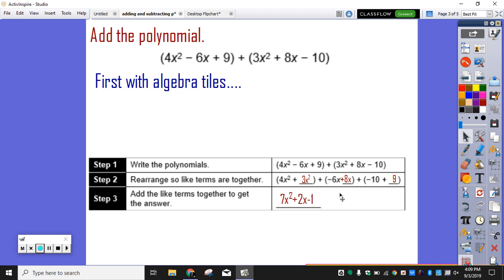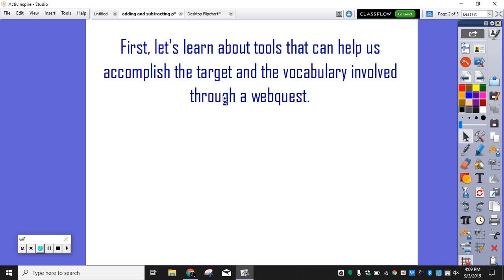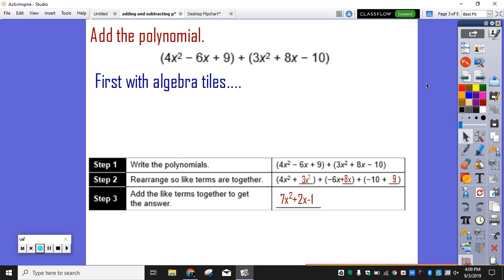If you don't have access to the virtual algebra tiles, you may choose to just sketch it out, what that would look like, and then cross out the pairs that eliminate. Either way, this is how you add polynomials.